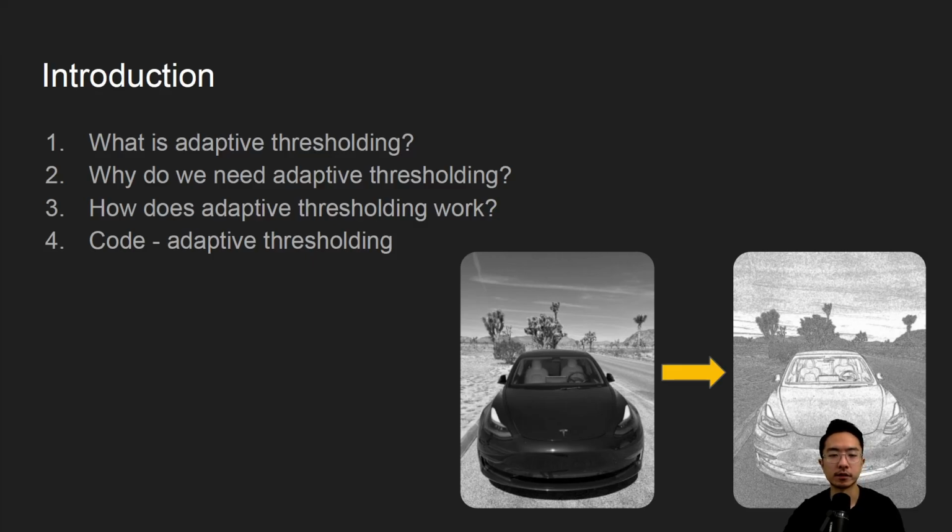All right, so in this video, we're going to talk about adaptive thresholding in OpenCV using Python. So we'll start off by saying what it is, why do we need it, how does it work, and jump straight into a coding example. By the end of this video, we'll see how we go from this image on the left to this image here on the right.